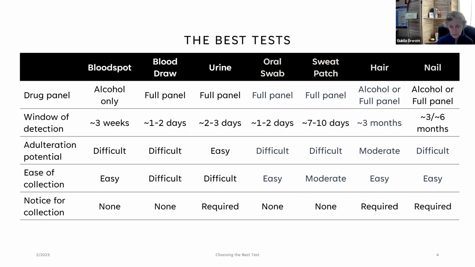So to me, I prefer the nail test to the hair test because of the inability to adulterate that. And nails are the same across the board. Everybody's fingernails are the same, whereas hair is different across genders and across races. It doesn't hold the substance the same level. So that 6 month window in a nail seems to be just a better, more reliable sample in the work that I've done.